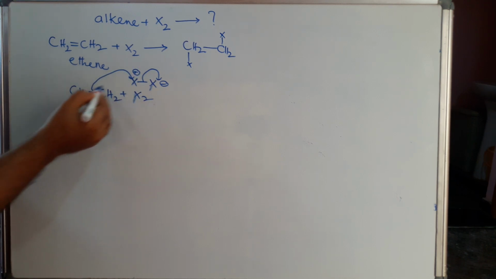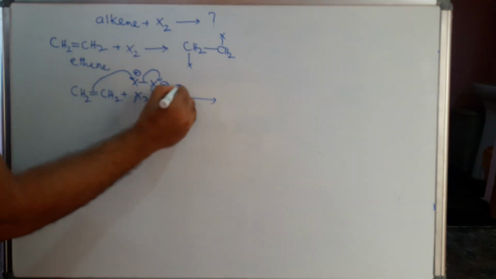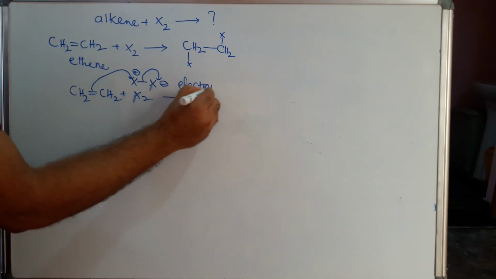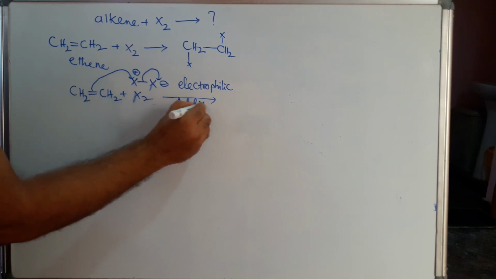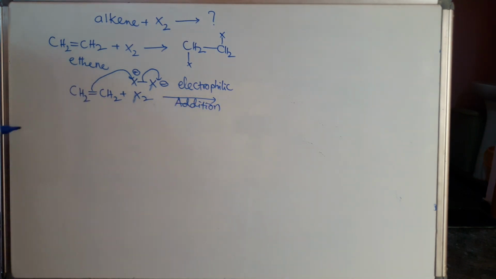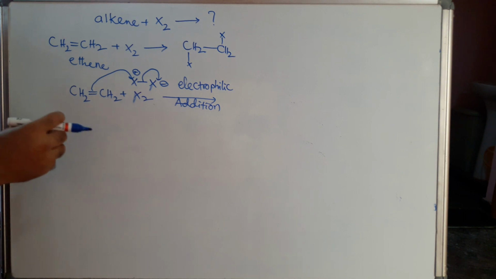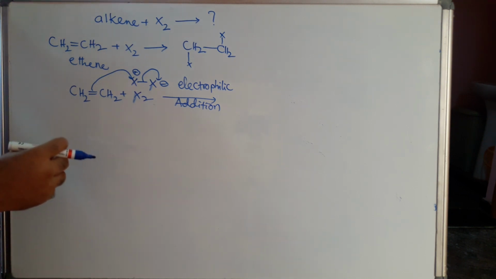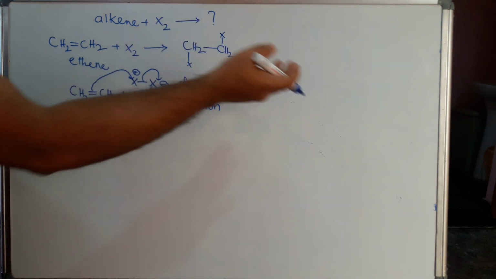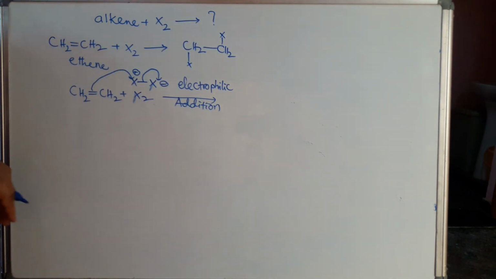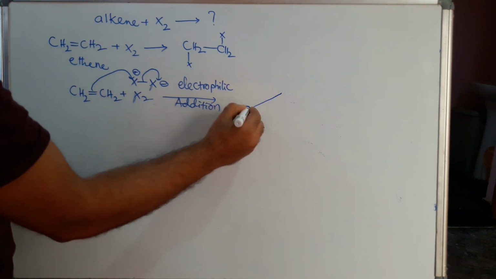The electrophile is added to this double bond, that's why this reaction is known as electrophilic addition reaction. A double bond or triple bond will convert into a single bond, that is addition reaction. Elimination reactions are the reverse of addition reactions, because a single bond will convert into a multiple bond. Then here we will get a cyclic halonium ion.